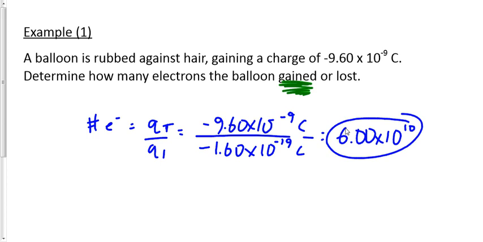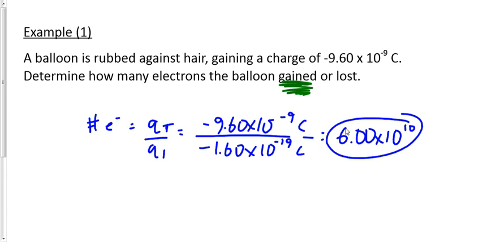We're still nowhere close to a Coulomb of charge, because it takes about 10 to the 19 electrons to make a Coulomb of charge, but it's a lot of electrons still. Yep. I don't understand how you got Q1. How do I get Q1? Q1 is the charge of one electron.